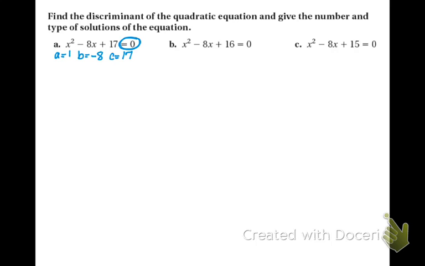I don't need to do the entire quadratic formula. All I'm going to do is b squared minus 4ac. B squared is going to be 64. -8 squared is positive 64. Then I'm going to do minus 4 times 1 times 17. Well, 4 times 17 is 68. So I have 64 minus 68. I get -4. Now this is the value of my discriminant. It is negative, so that means that I am going to have two imaginary solutions.